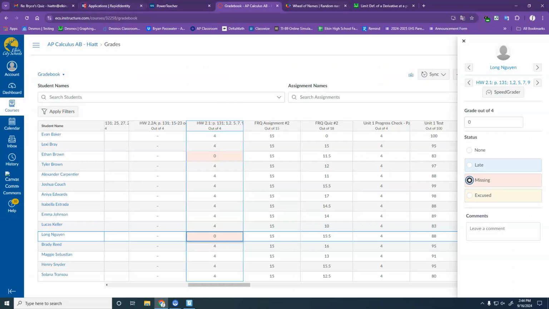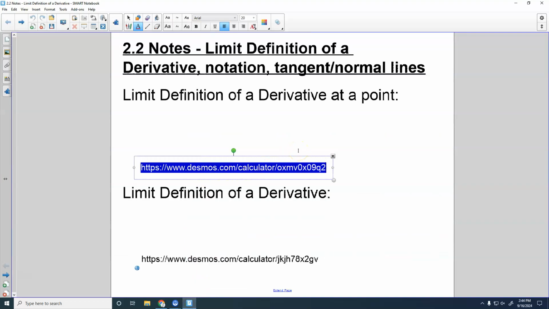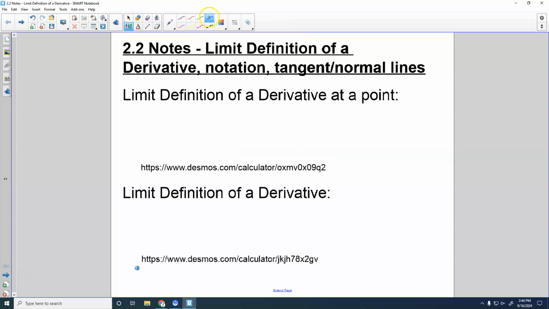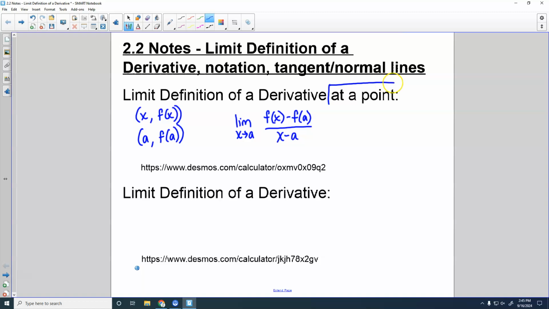And whenever we look at those points, we had the point, this is just review, x, f of x, and a, f of a, where a was some number, right? And so we did slope formula with those, f of x minus f of a over x minus a. And we wanted the limit as x got closer and closer to a. That was our idea that we were looking at. So that was at a point.